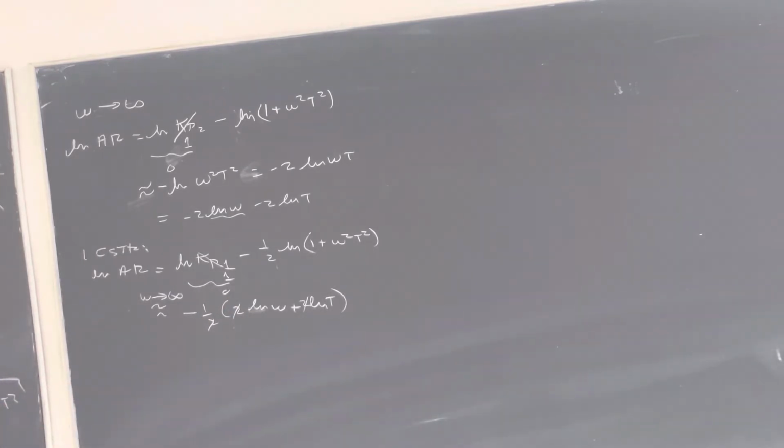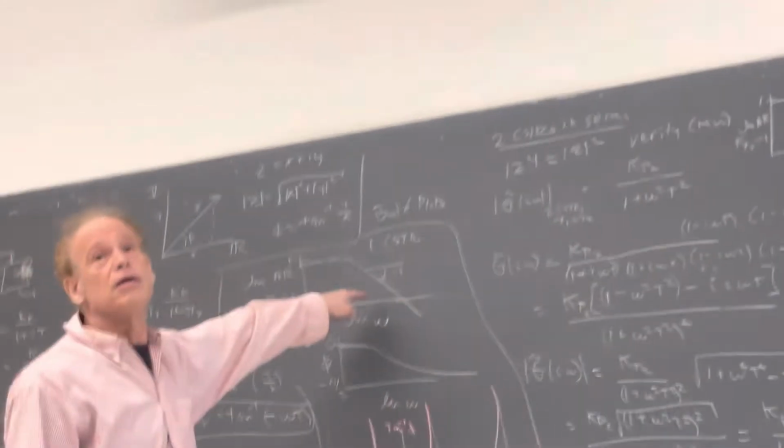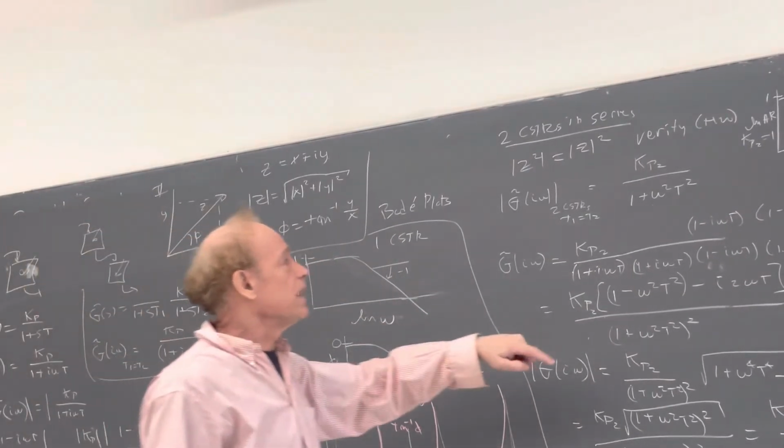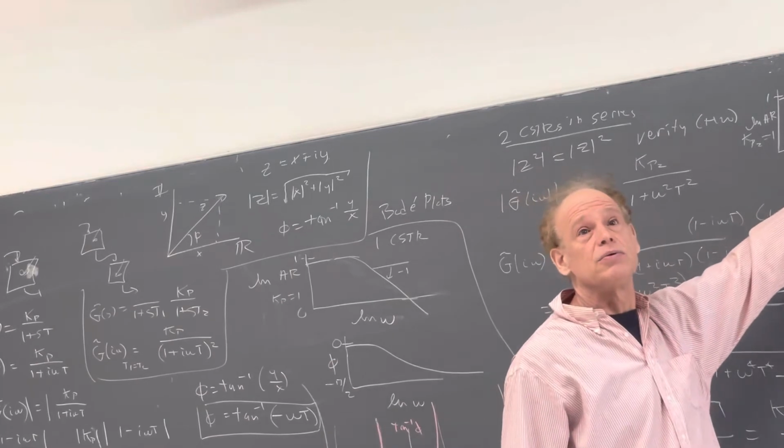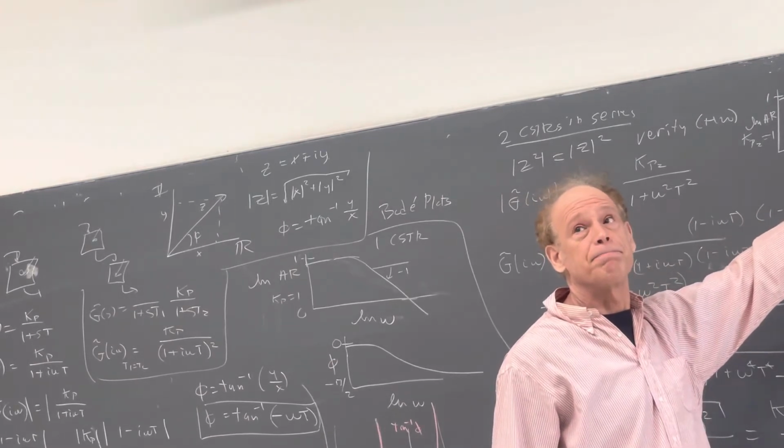So this one should look similar, except it has slope minus 1. Whereas for 2 CSTRs, it has slope minus 2. This decays much faster. So I think last time I had done this incorrectly. So now this is correct with the slope minus 1, and here the slope is minus 2. Any questions on that?